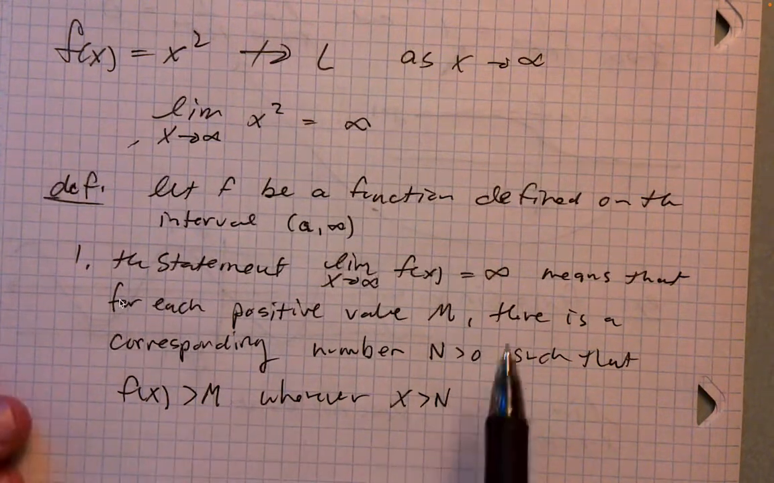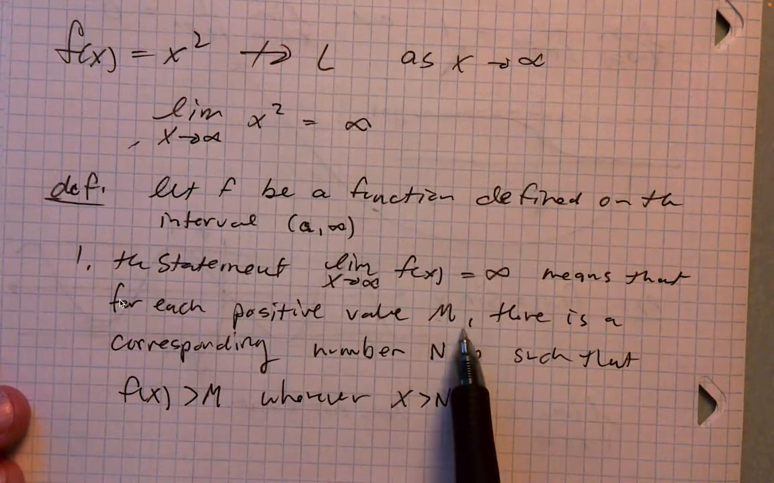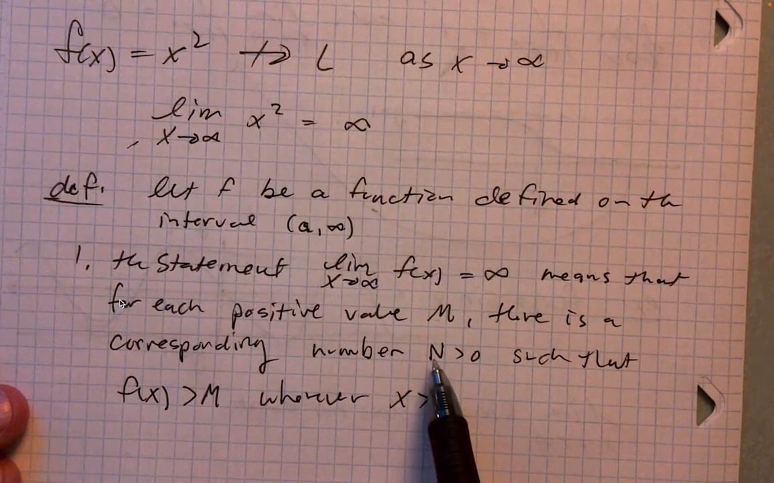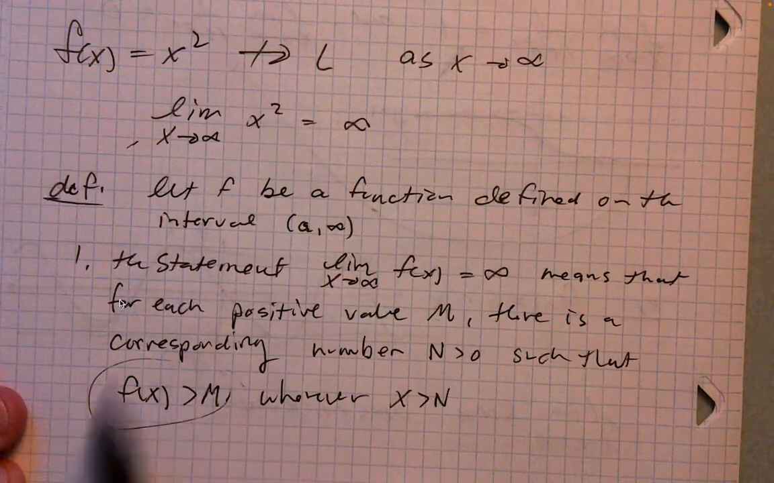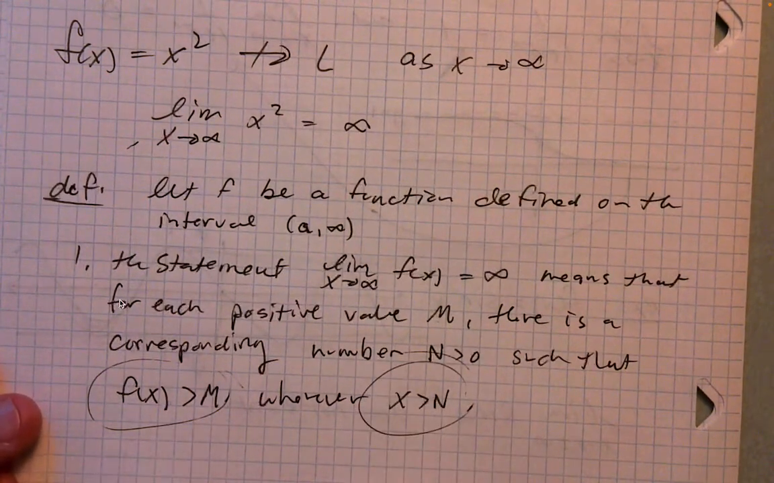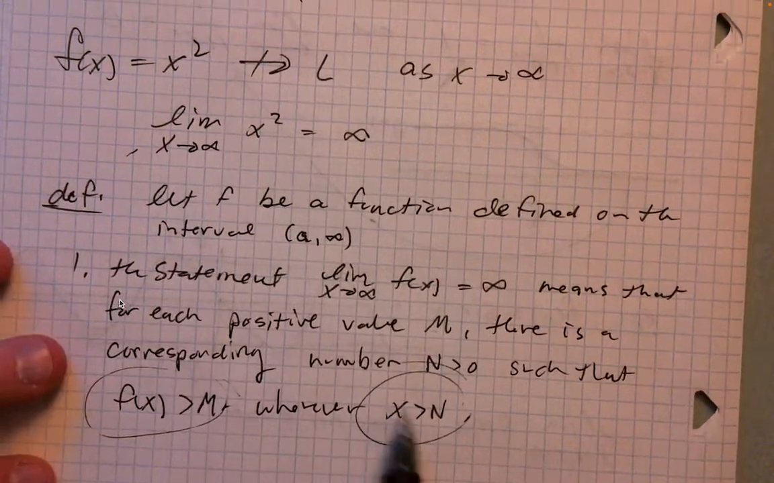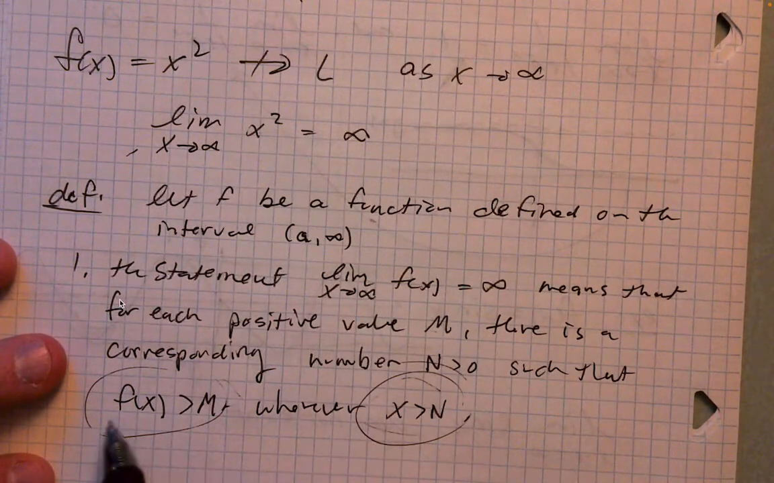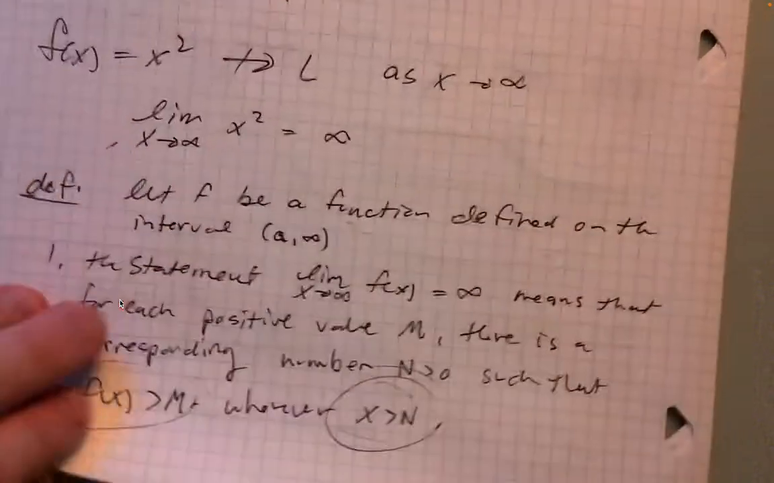So here what we're saying is that if you give me some extremely large number, like 10 billion or something, I'm going to be able to find some positive number n, such that the function is larger than that number for every x larger than whatever n I've chosen. So basically, all this is saying is that the function gets increasingly large beyond a certain point. It's always larger than whatever value you give me.